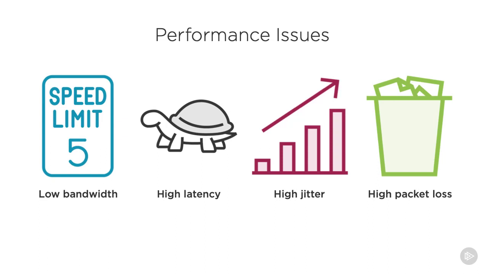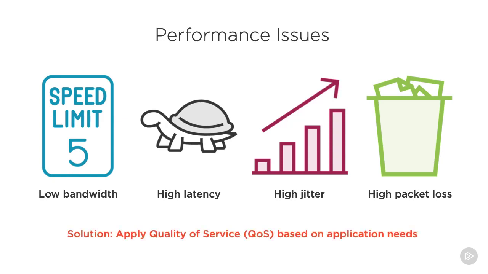Last, we have packet loss. This occurs when data is simply dropped in transit without a trace. TCP-based apps can recover, but UDP-based apps may not be able to. The general solution to these problems is to implement Quality of Service or QoS, which is a software feature that can queue, schedule, and prioritize traffic according to business needs.